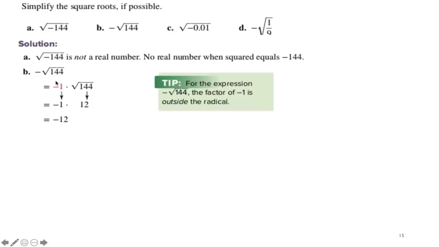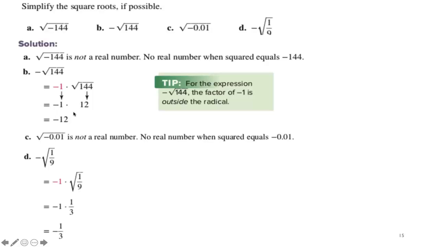Or another way of thinking about this is to do the positive square root first, which is this expression, which is 12, and the negative is multiplied after to get -12. Again, this is negative, so there's no square root of -0.01, and then taking the positive square root of 1/9 is 1/3. Multiply that by negative 1. Again, the negative is multiplied after. We get negative 1/3.